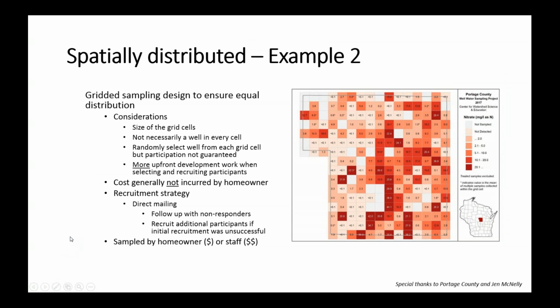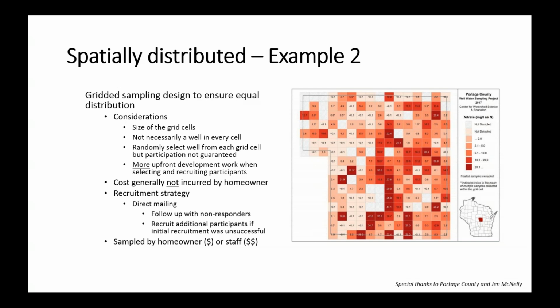Another example that we've done recently is with Portage County. And I want to thank Portage County, specifically Jen McNally, who was really instrumental in helping arrange that at the local level. This relied on more of a gridded sample design approach, where the county was divided into 2 by 2 mile square grid cells. There's good points to this strategy in that it allows for equal distribution of sampling across the county. But some downsides to it are that it doesn't necessarily result in a well or every cell being sampled, because everybody's county is probably different.